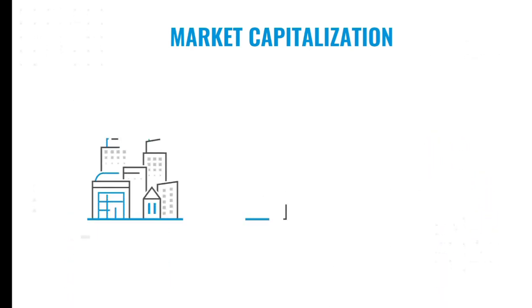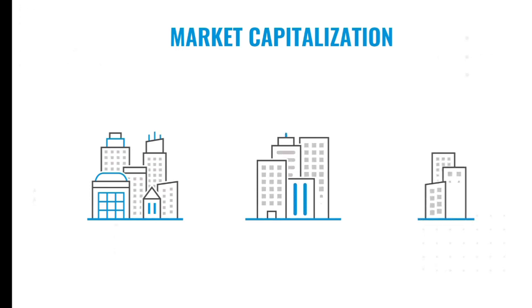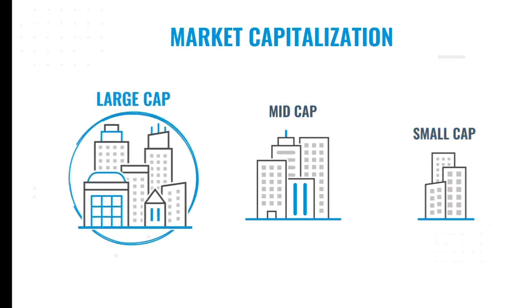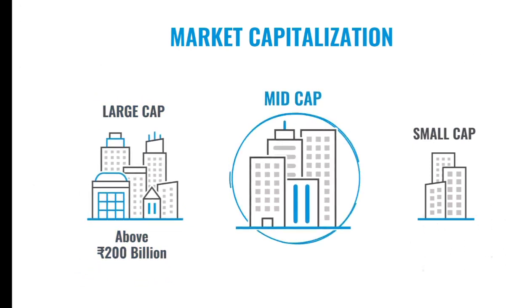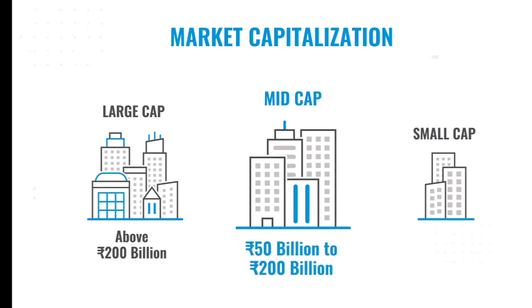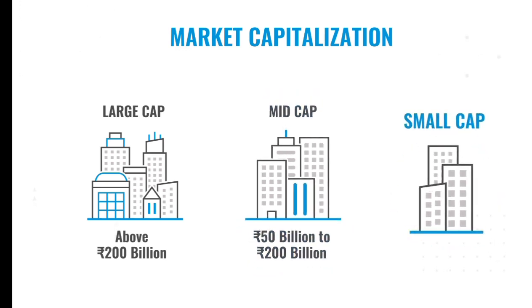Based on the market capitalization, a company is categorized as large cap, mid cap, and small cap. For example, in India, a large cap refers to companies with a market capitalization of above 200 billion rupees. Mid cap refers to companies with a market capitalization of 50 billion rupees to 200 billion rupees. And small cap refers to companies with a relatively small market capitalization of less than 50 billion rupees.